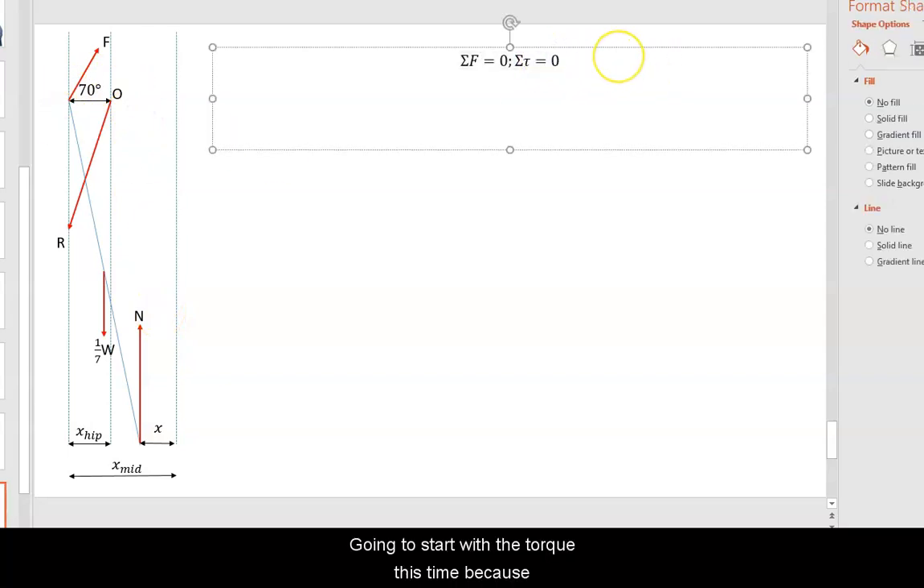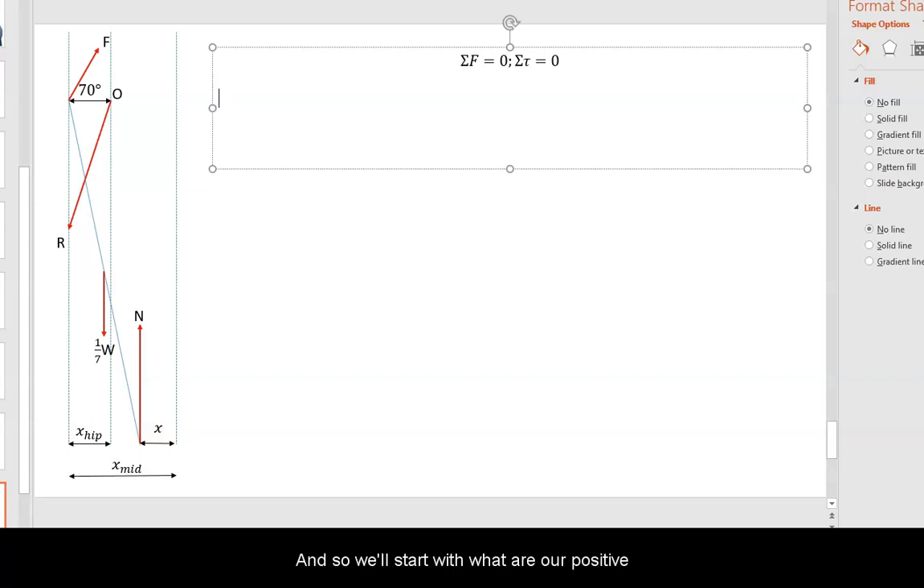We're going to start with the torque this time because we discovered last time we had to take the torque to find the force F. We had to calculate the torque to find the force F. And so we'll start with what are our positive torques?